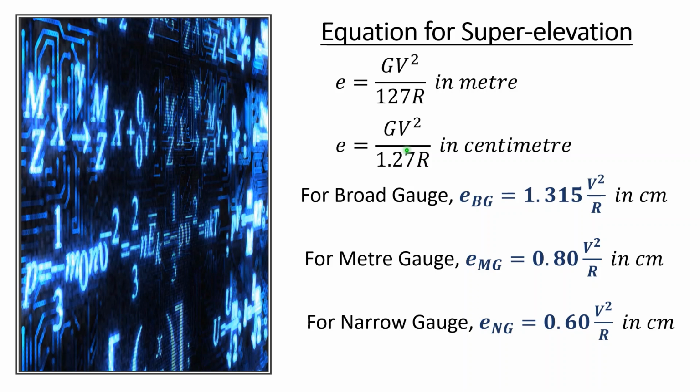So my question to you is, for what value of V should we design the super elevation? There can be trains running at different speeds. Say one is a passenger train, on a circular curve very near to the station where it is stopping. So the train may be running at a speed of say 10 or 20 kilometers per hour. Whereas on an express train, if it is a local station, it won't stop there. So those trains will be running at their maximum speed. So it may be 80 or 100 or 120 kilometers per hour.